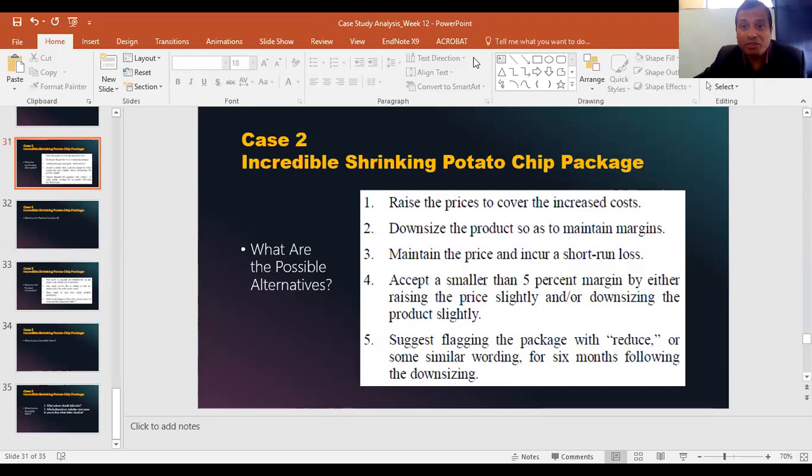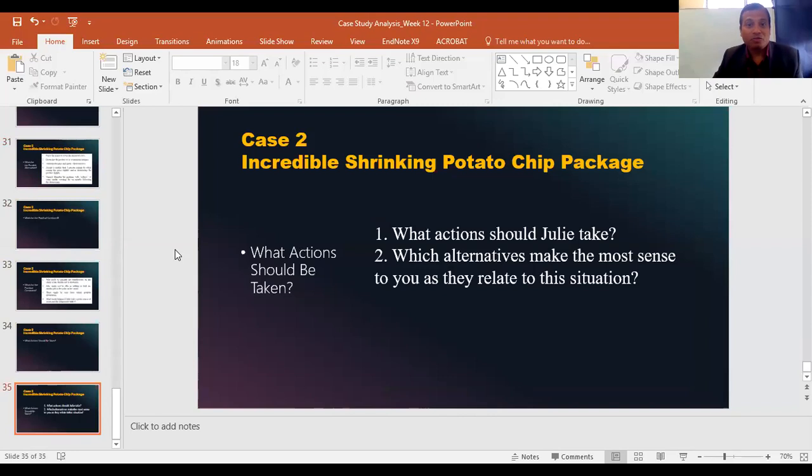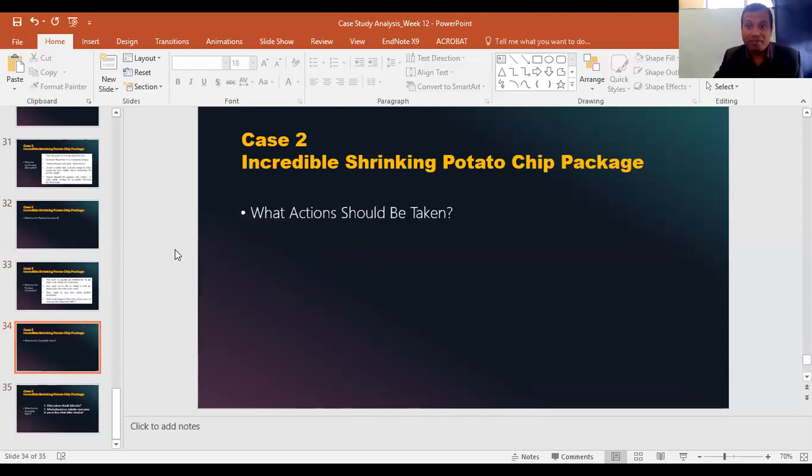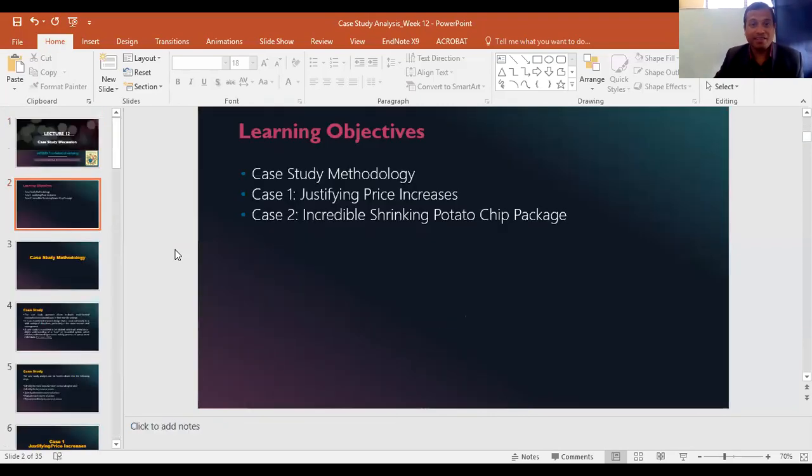So with that note, where is the slide? What we have is the practical constraint. So what action should Julia take? We had a discussion about which alternative makes the most sense to you as it relates to this situation. That's all. I think we go back to the case study.